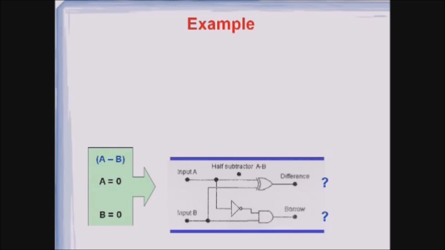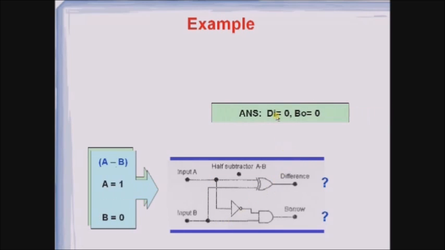Let us see an example. Here I am performing A minus B. Now what happens here? A is 0 and B is 0. If you substitute these values on this circuit, then the output that you get is DI is 0 as well as B0 is 0. So if you are substituting A with 1 and B with 0, that is A is 1 and B is 0, so 1 and 0 to the input of XOR gate, then the output is 1.